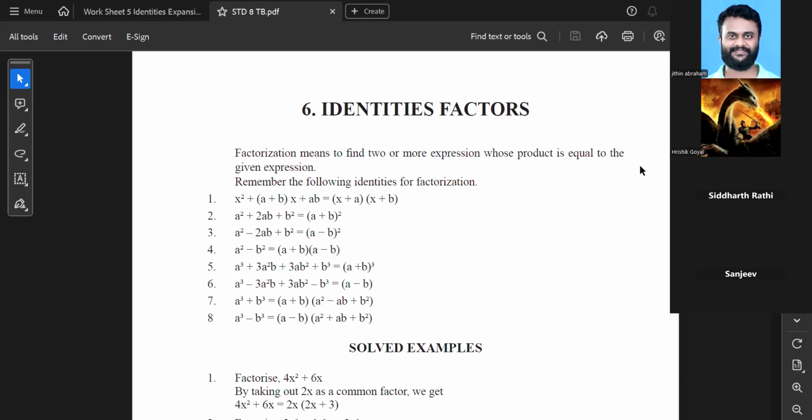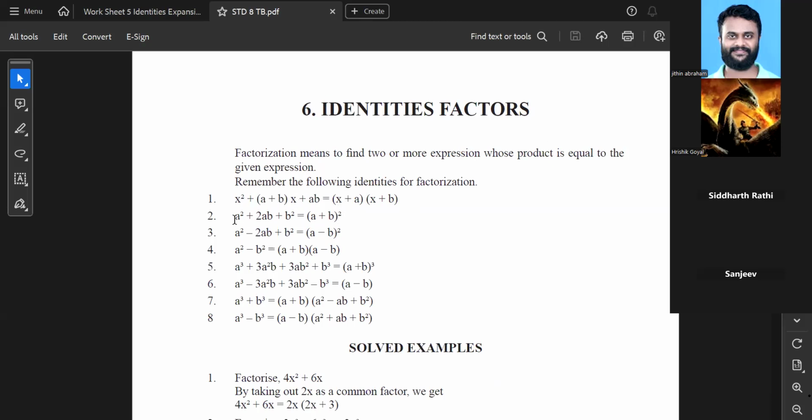Now, this time, let's start with identities factors. Factorization means to find two or more expressions whose product is equal to the given expression. So we have to find two or more expressions. Let's understand what that is. We remember these following identities for factorizations. The first identity we know very well: x plus a into x plus b. We are very well aware what that is. It is x square plus (a plus b) x plus ab.